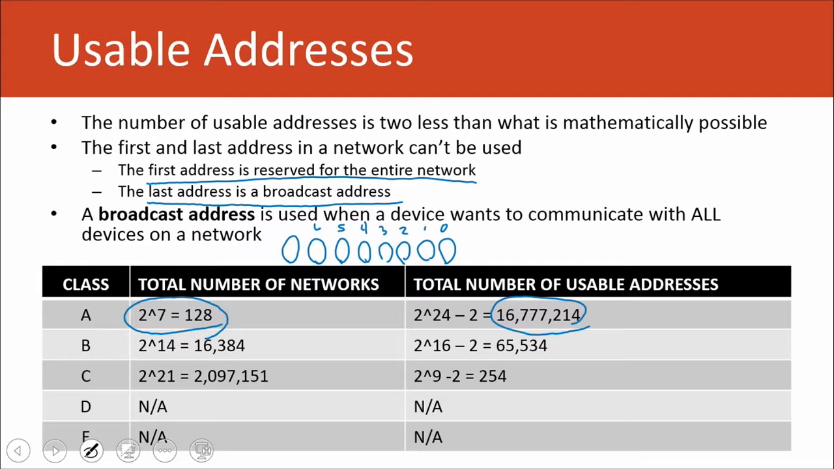So make sure you take time to go ahead and study this chart and prepare yourself to recall the total number of usable addresses, and always remember that it's the total number of addresses minus 2, because you're going to subtract 1 for the network address, right, the default gateway, and then 1 for the broadcast address as well. Okay, all right, let's move on to the next slide.